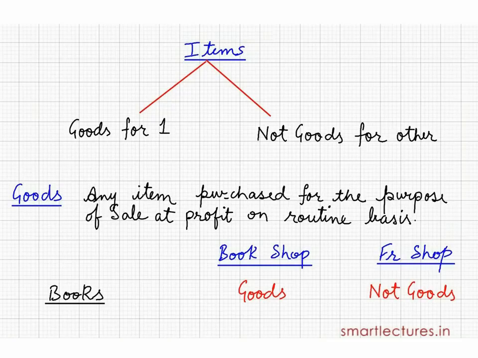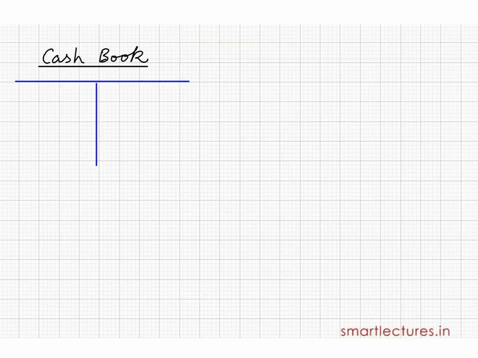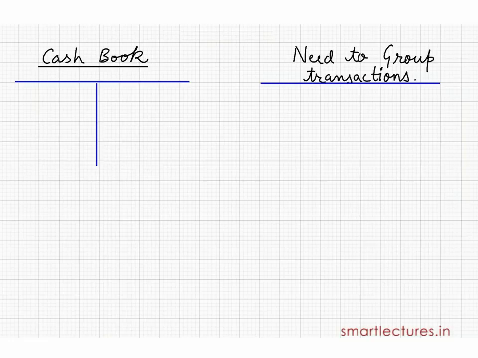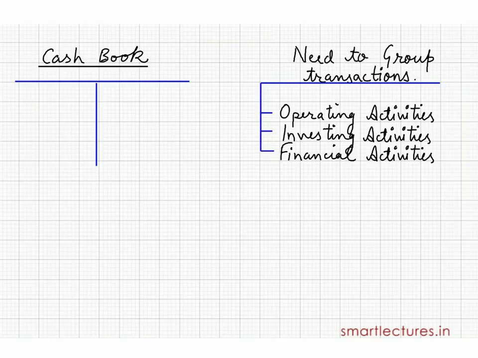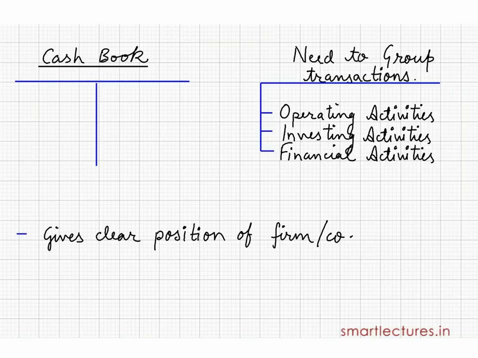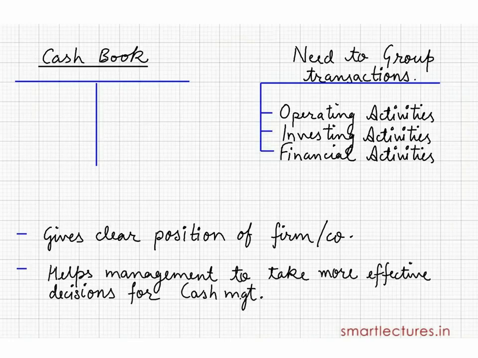You might be thinking, when we have prepared the cash book, then what's the need to group all the receipts and payments into three categories? I mean to say operating activities, investing activities, and financial activities. Actually, when you group all the transactions from the cash book, it gives you a clearer position about the firm or company, and it helps the management to take more effective decisions for cash management.